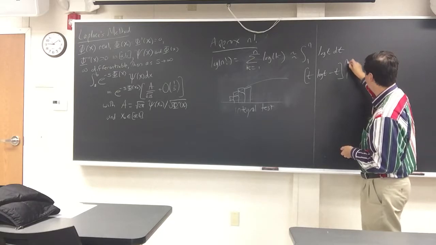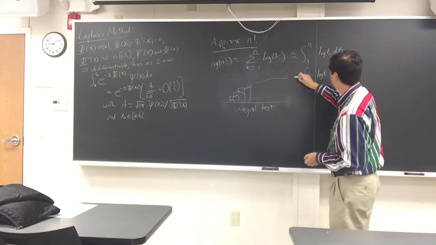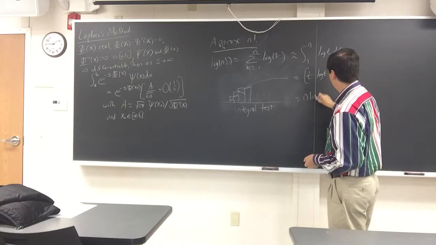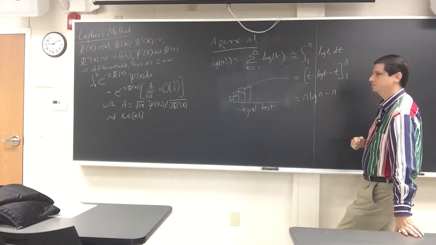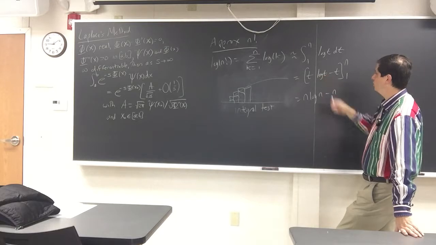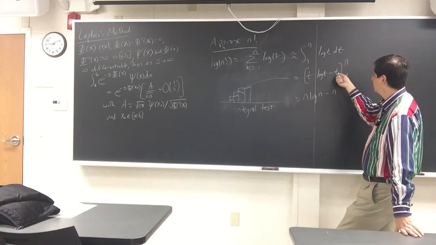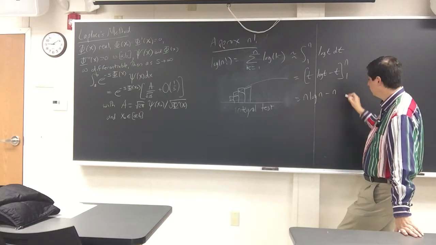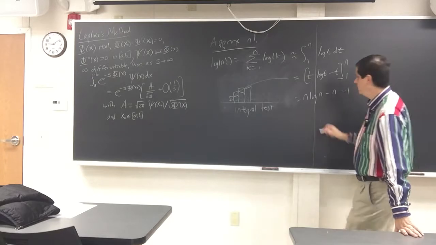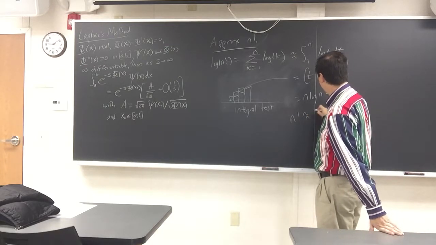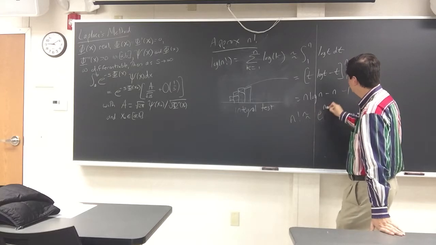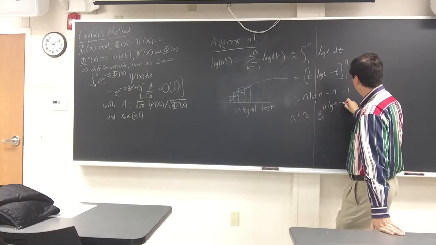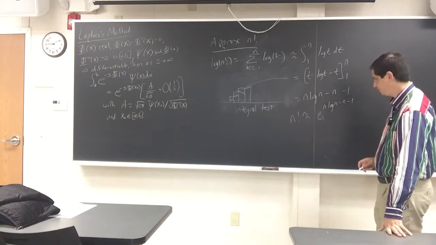I evaluate this at 1 and n. So I should get n log n minus n. And then when I put in 1, I'll get 1 log 1, which doesn't really matter, and then a minus 1. So then that means n factorial should be about e to the n log n minus n plus 1.